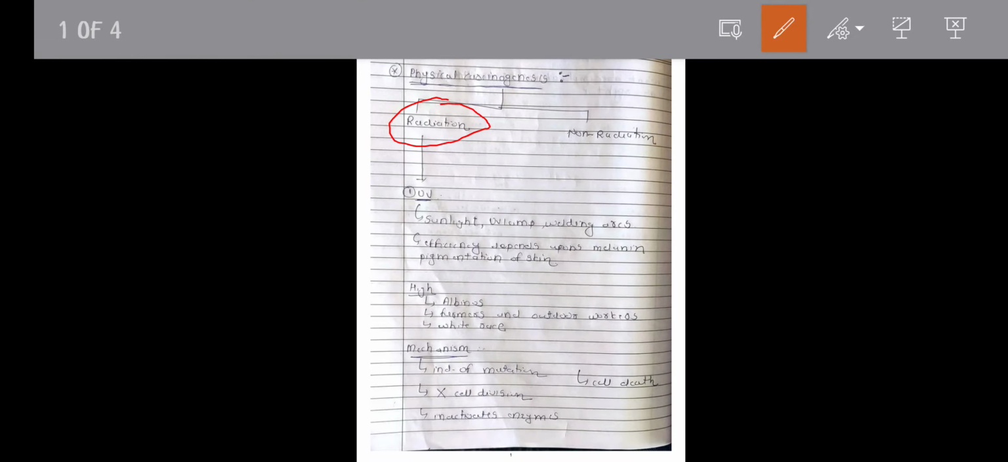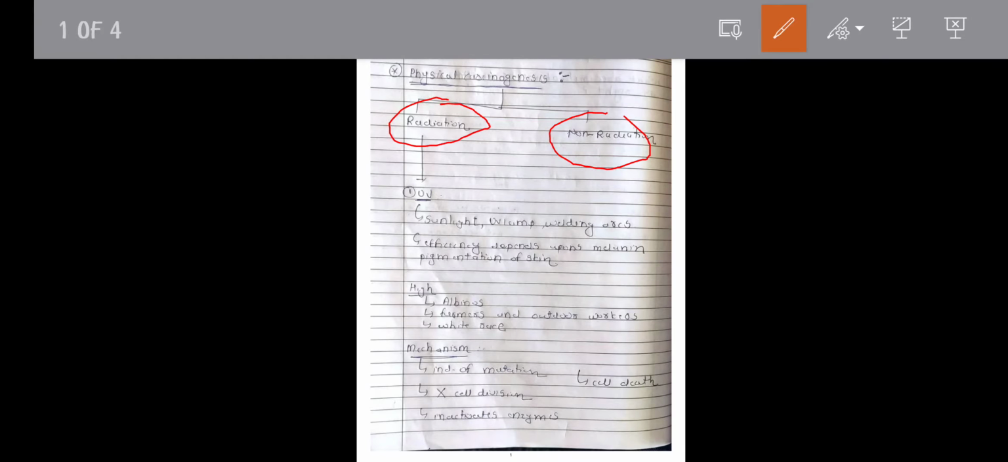Okay, now in this video we will discuss physical carcinogenesis. In the previous video we have discussed chemical carcinogenesis. Now we will discuss physical carcinogenesis. Physical carcinogenesis includes physical agents which are categorized into two groups. Two groups are radiation and non-radiation.